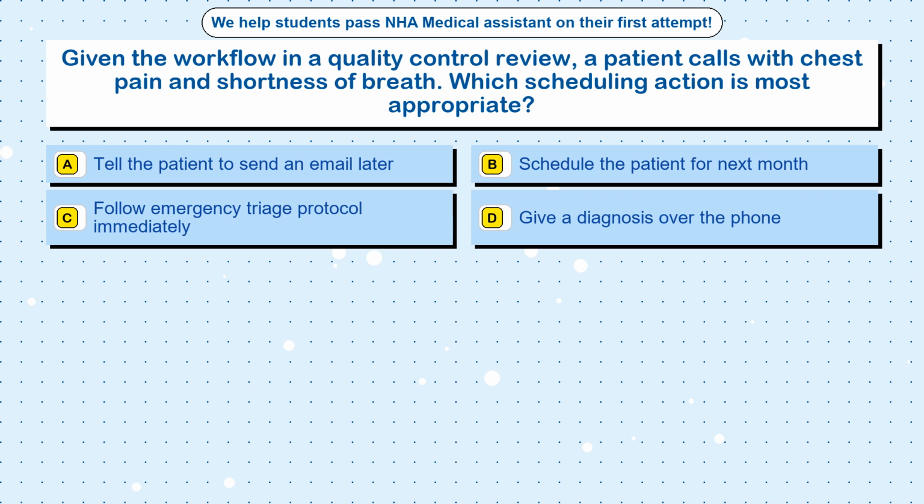Question 97. Given the workflow in a quality control review, a patient calls with chest pain and shortness of breath. Which scheduling action is most appropriate? Option A, tell the patient to send an email later. Option B, schedule the patient for next month. Option C, follow emergency triage protocol immediately. Option D, give a diagnosis over the phone.